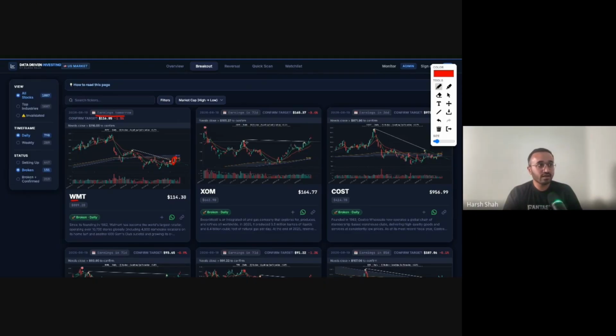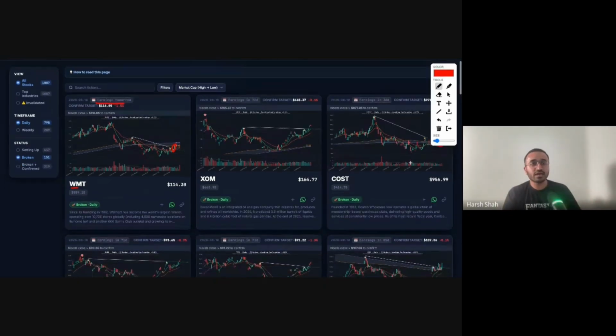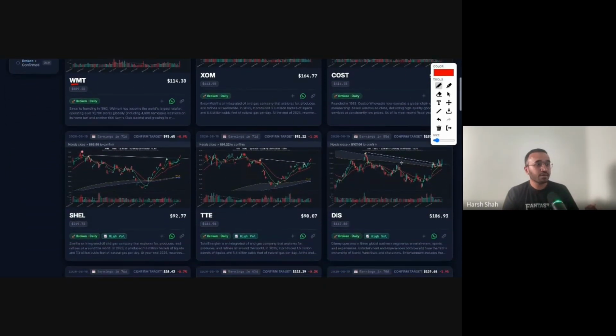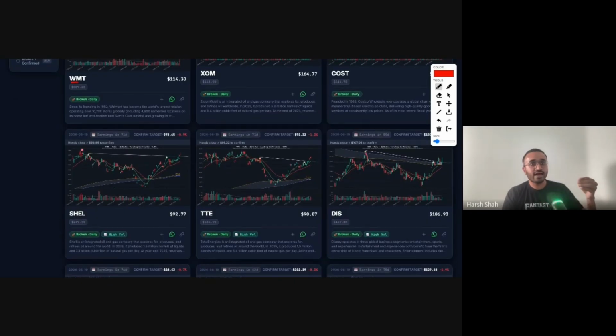Similarly, ExxonMobil, it again broke out. Costco is a little interesting. If you look, it's broken out, but I think it's sitting at the 200 EMA, and it will be driven by Walmart earnings. So I'm staying a little away from these setups.